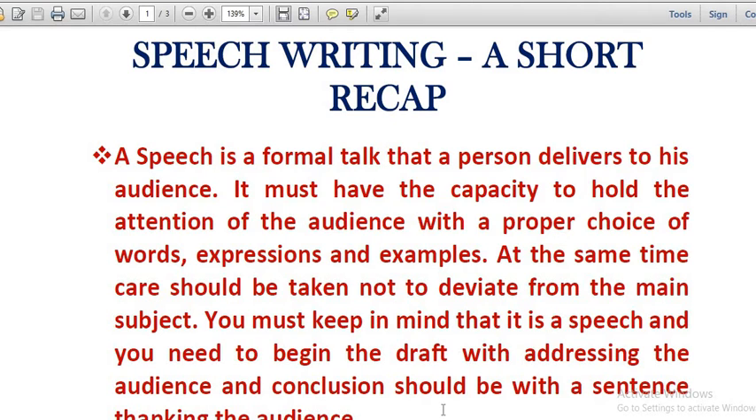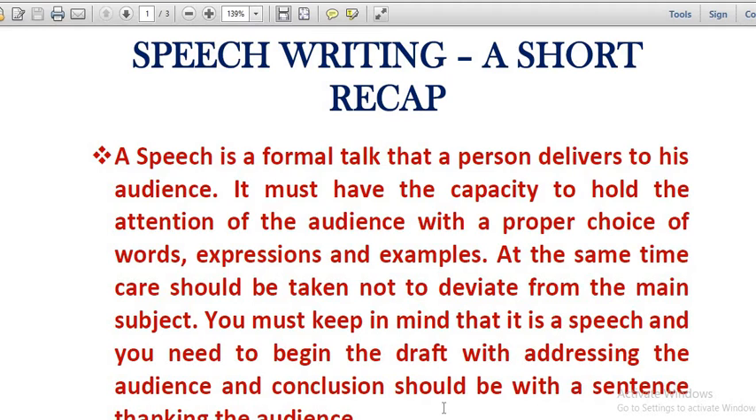Sir, how much does the introduction part consist of? I mean, to say my name and the topic. Should I also include a few lines about the topic? A few lines. You will introduce yourself, that I am this of class this, section this, and then I would like to say a few words on. Then you will mention the topic. Then you will deal with the topic.